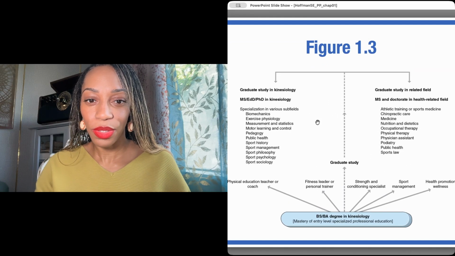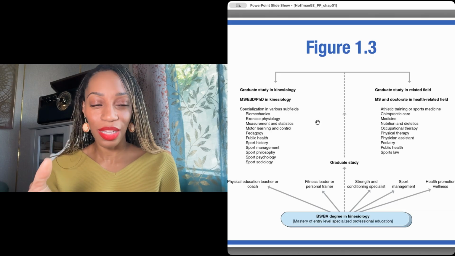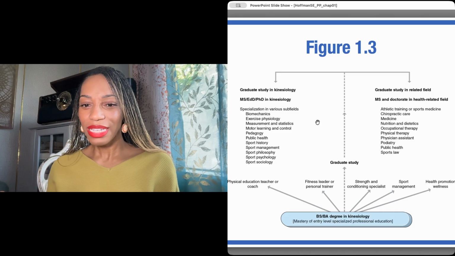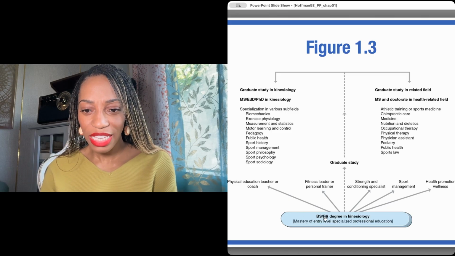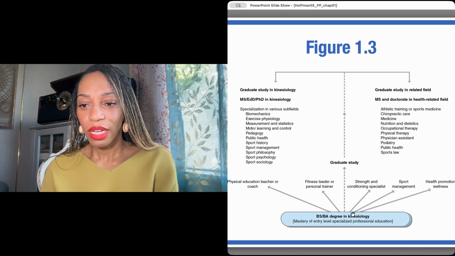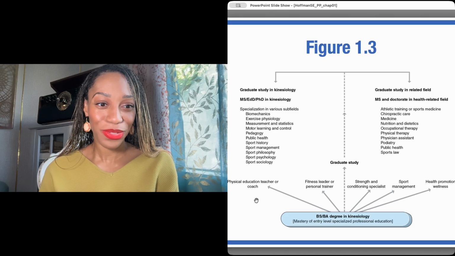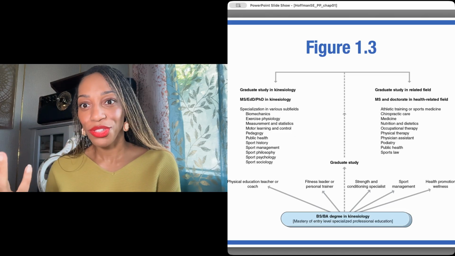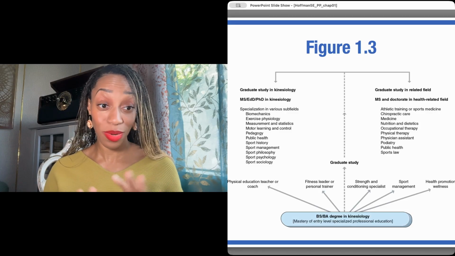Okay, let's blow this up for you. These are some of the options that I was telling you about earlier when I said you kind of need a master's degree for these things. And you can look at the bottom here where it says BSBA degree in kinesiology. Please understand that as a teacher, you're going to need a master's degree. There are options to have a bachelor's degree with a certification and still be able to teach. I highly do not recommend that.